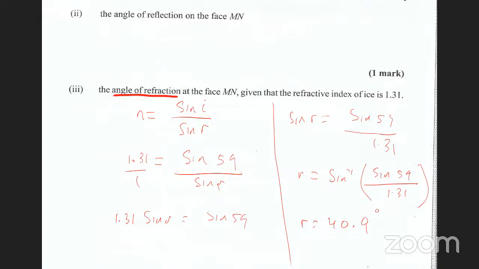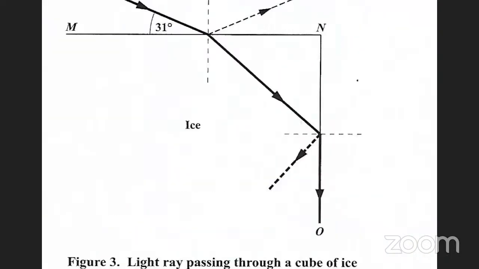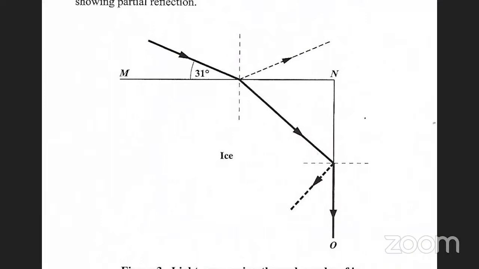Alright, no, we're not done. You have a next part. Right, please, you will answer that. Label on your diagram a critical angle for ice. On your diagram, label a critical angle for ice.